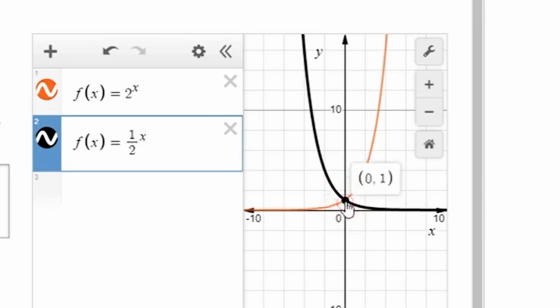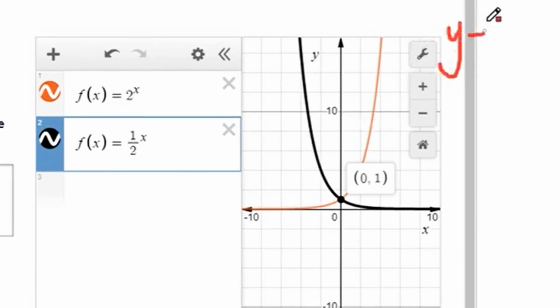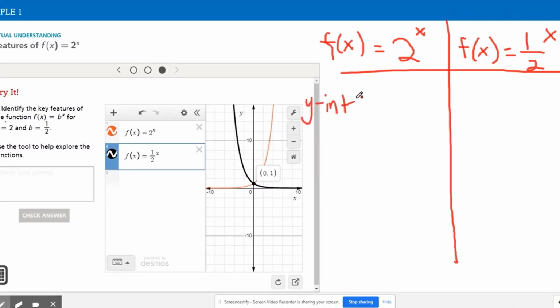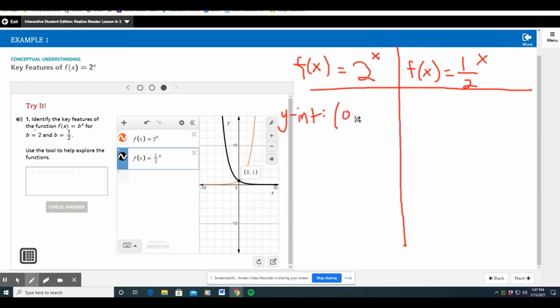We know that the y-intercept is located at 0, 1. So I'm going to go ahead and write y-intercept for both graphs is at 0, 1. Okay, 0, 1. All right, nice. So we have that one done.